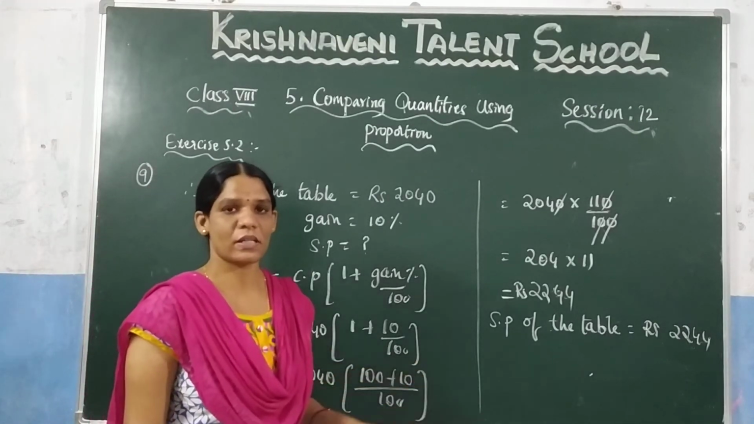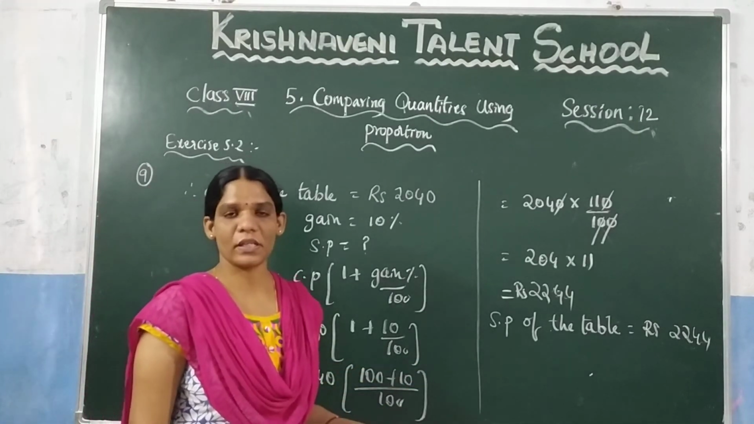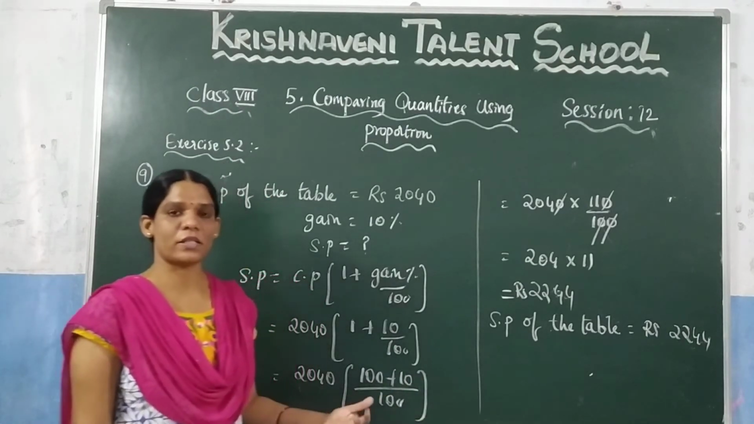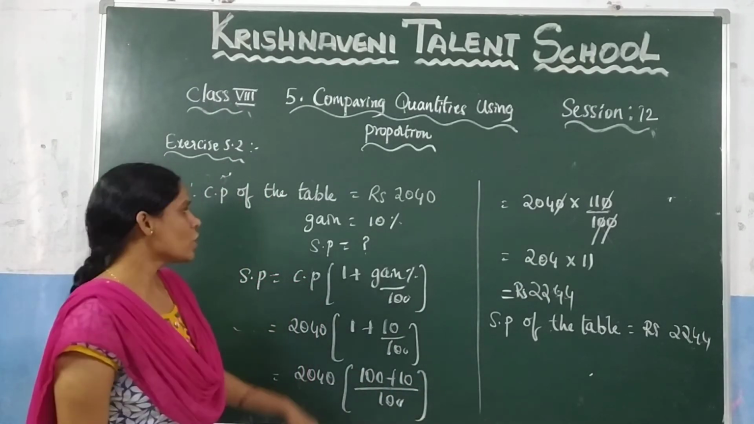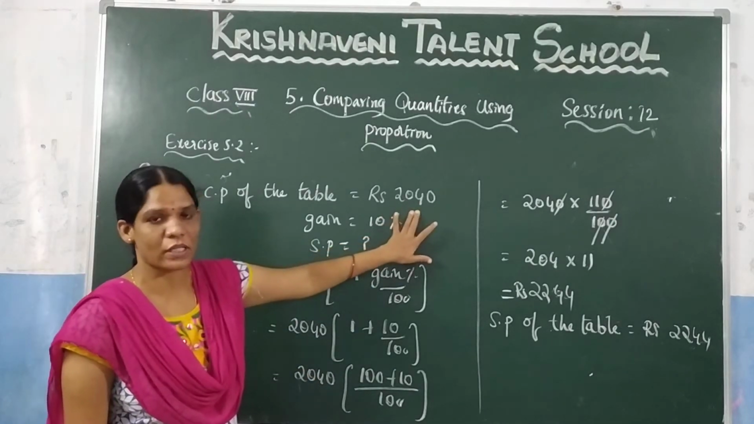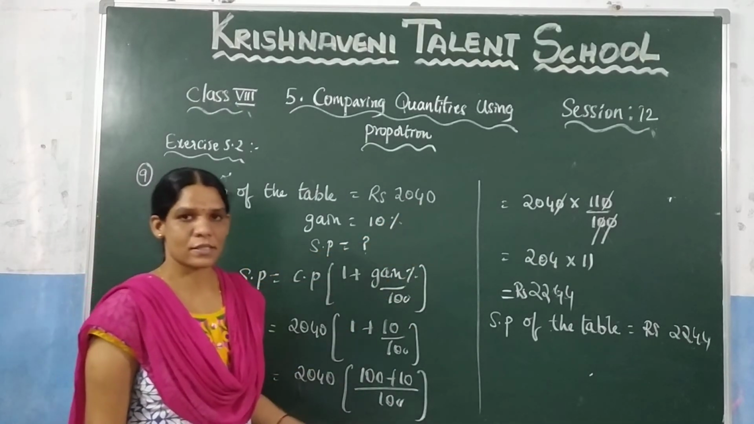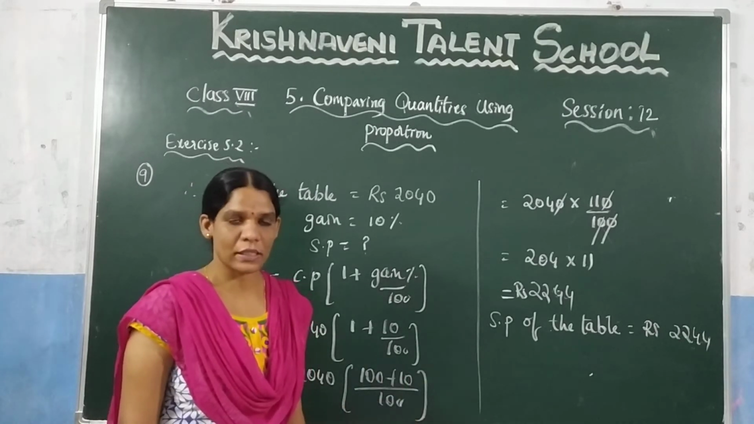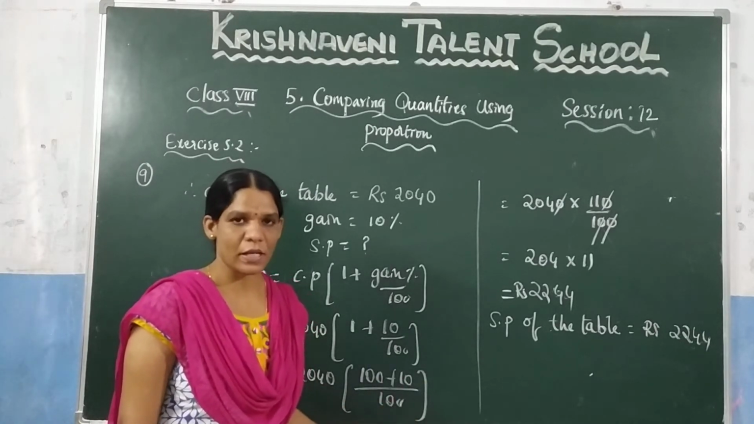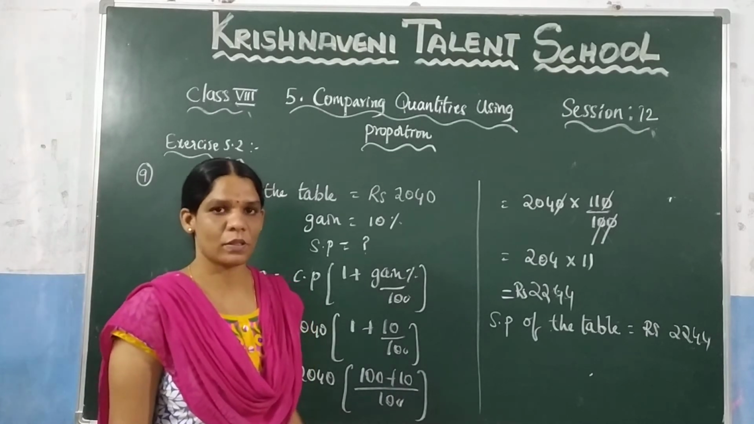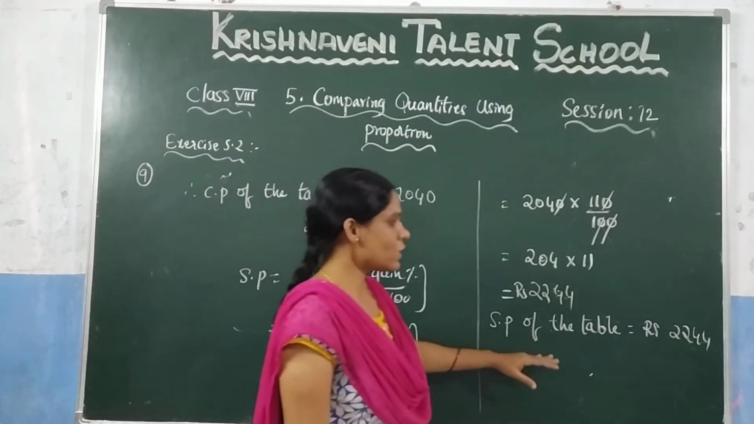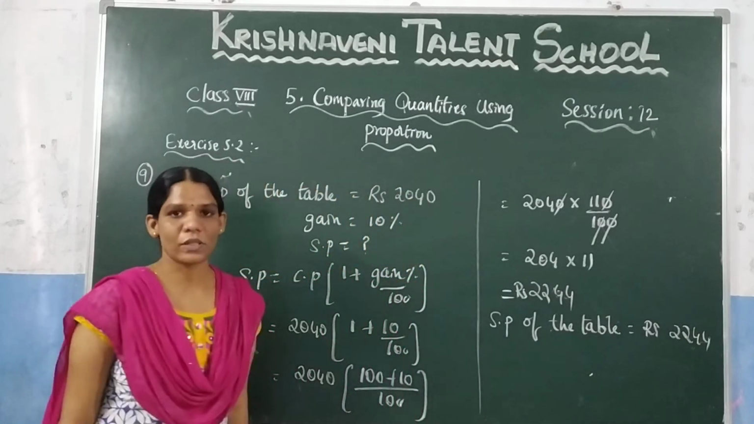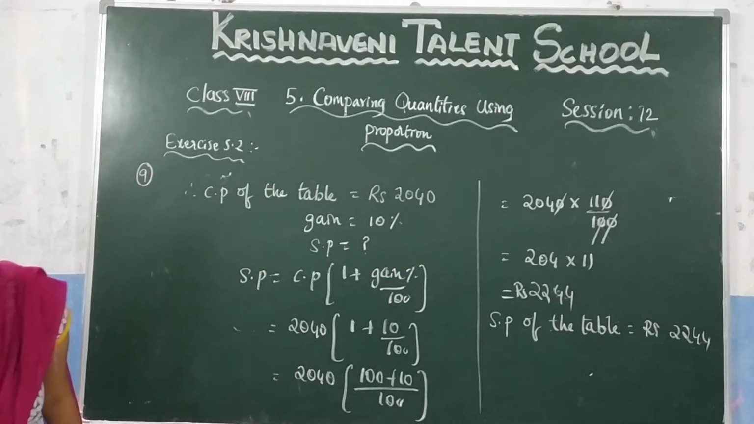So in the question, they have given the selling price of the table as 2142, and they have given the gain as 5%. So from that we calculated the cost price of the table, and we got 2040. Now they asked, if you want to gain 10% on the table, at which selling price you need to sell the table. So we have calculated the selling price, and we got it as 2244. Now let us go for the next problem.